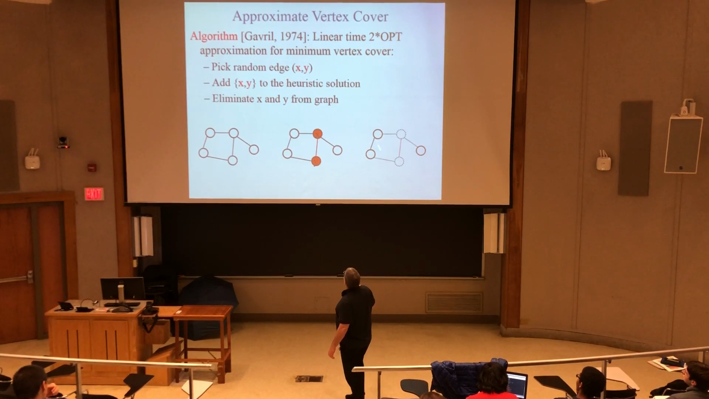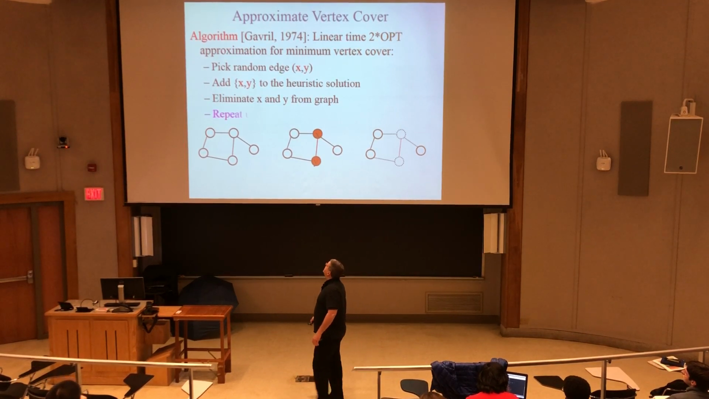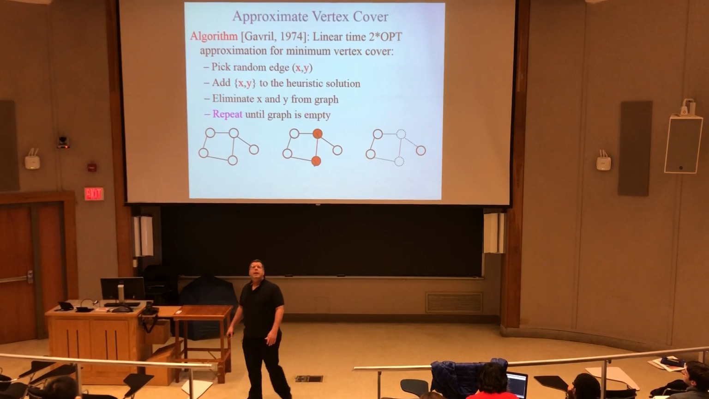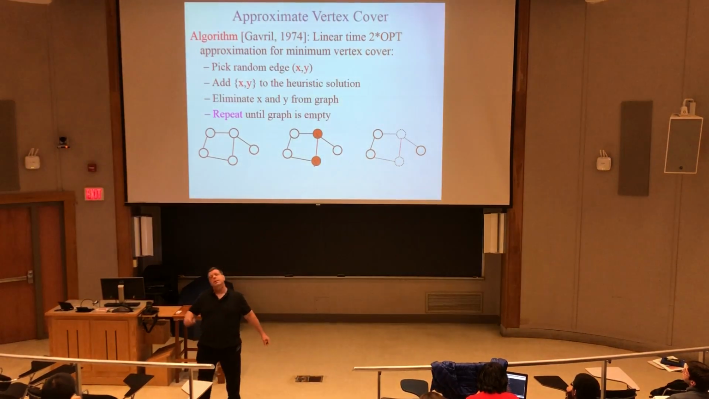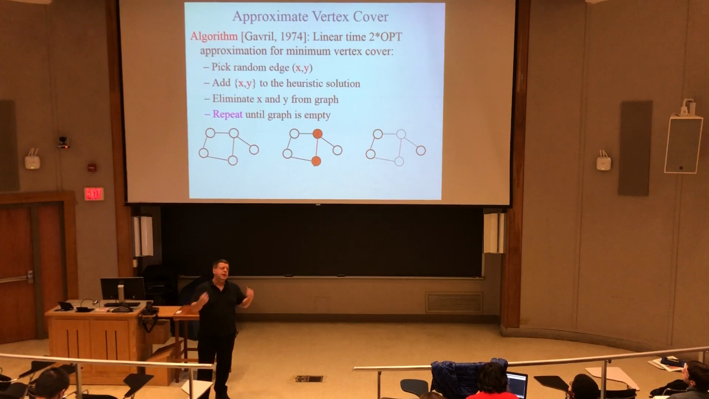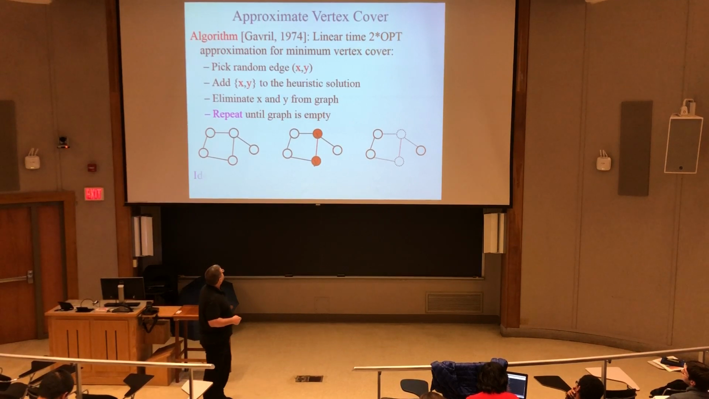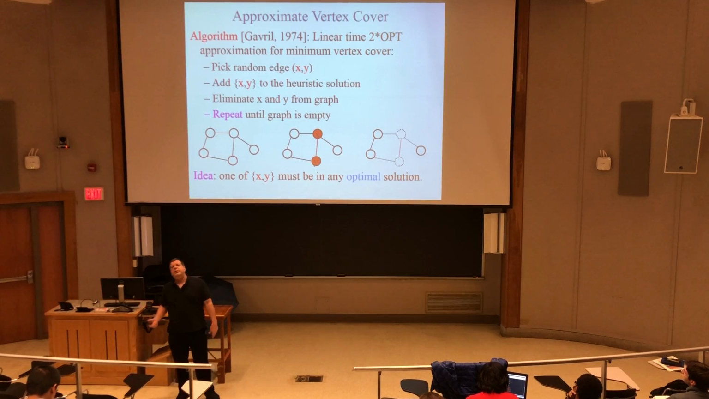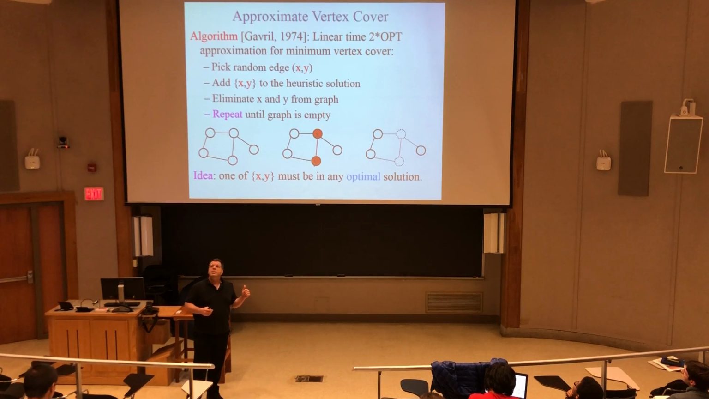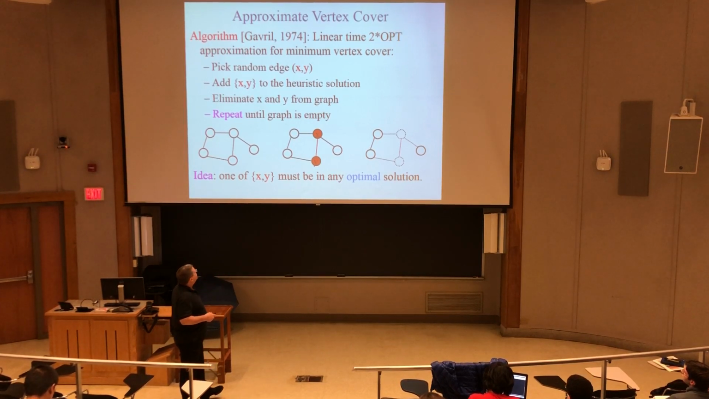And then for the remaining graph, repeat this process. Right? So do it repeatedly. Pick an edge, throw both of its endpoints, vertices, into the growing solution, eliminate that edge and its two vertices, repeat. Okay. And at the end, output that growing set of vertices that you accumulated throughout this process. That's it. That's the entire heuristic. So it's very simple. It runs in linear time.